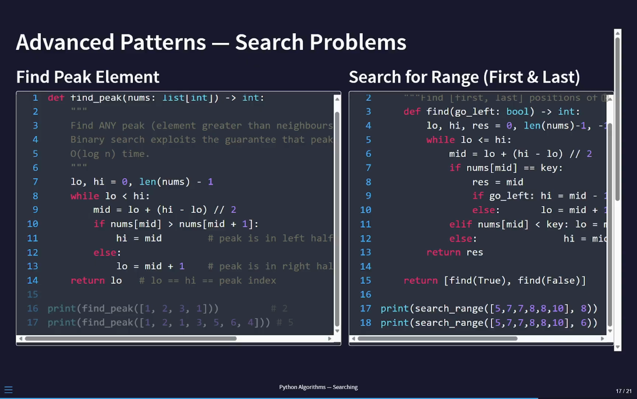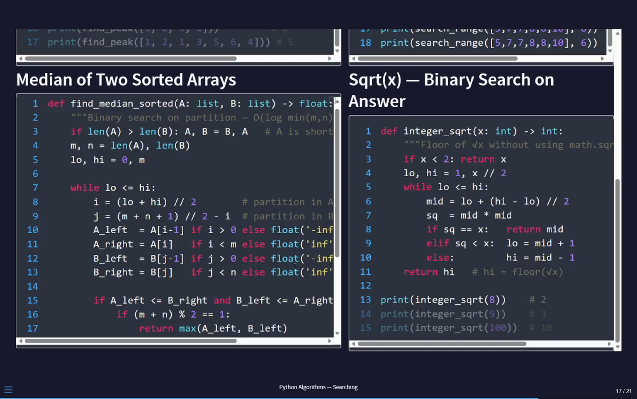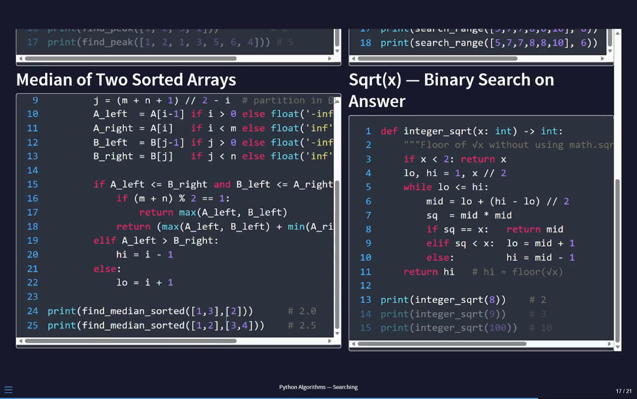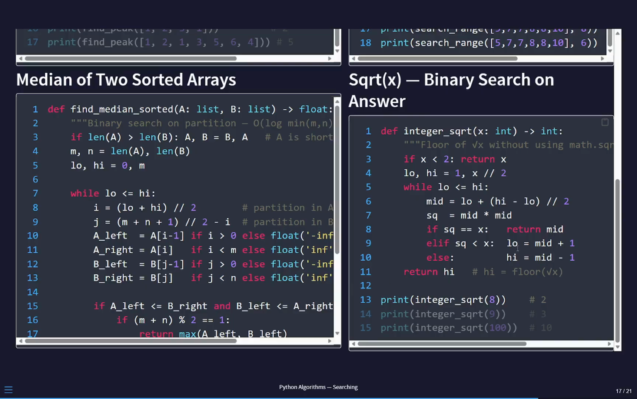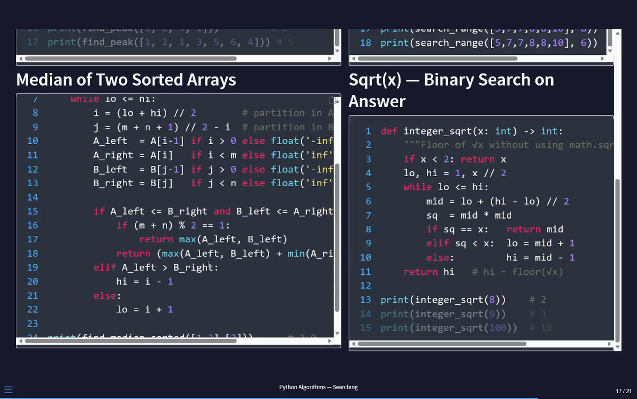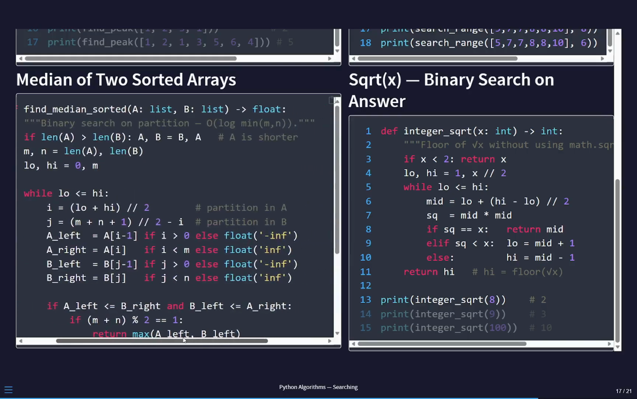Click Median of Two Sorted Arrays, the hardest problem on this slide. O(log min(m, n)). The key insight: finding the median is equivalent to finding a partition of the combined array, such that everything on the left is smaller than everything on the right, and both sides have equal, or off by one, size. Binary search on the partition point in the smaller array.